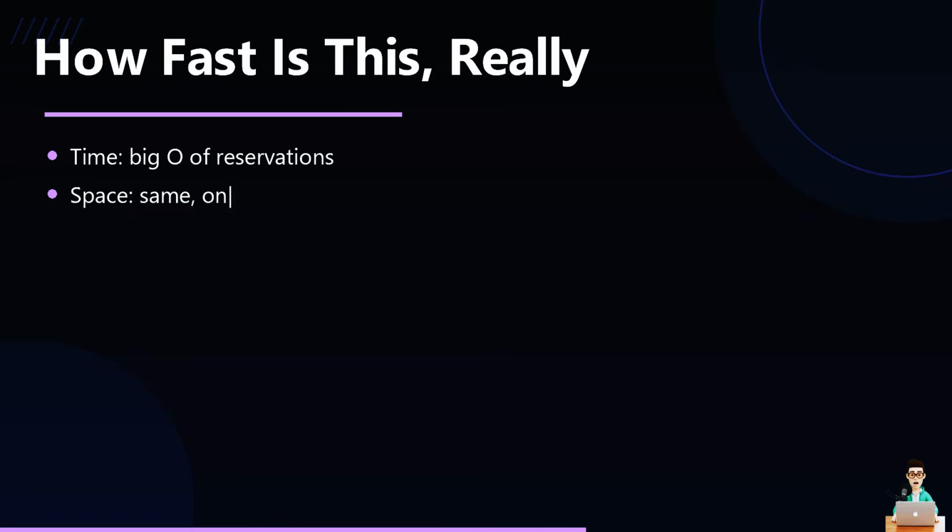We only ever loop over the reservations themselves, once to build the masks and once to check them. So this runs in big O of the number of reserved seats. Space is the same. We only store rows that actually got a reservation.